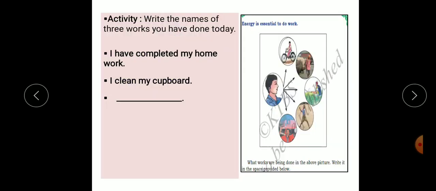One more activity is given in your textbook. Write the names of 3 works you have done today. So students, whichever work you have done today, write here. I have written 2 examples. Next to the examples, you write yourself. First one, I have completed my homework. I clean my cupboard. So energy is essential to do work. When we do any work, we need energy.